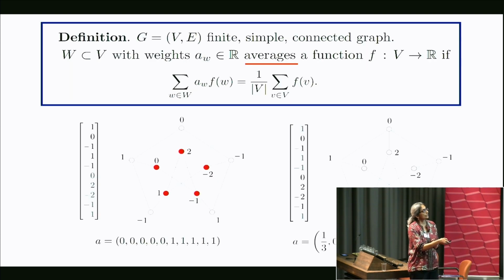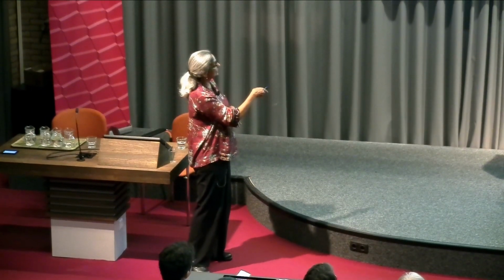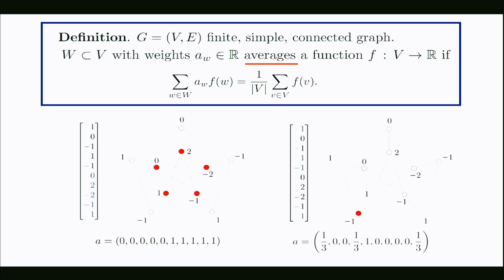Here's a quick example. Here's the Petersen graph, and here you see a function on the graph. If you quickly add up these numbers, you'll see they add up to 0, so the global average of the function on the graph is 0. On the left here, you see one design, these red dots with uniform weights. If you add up the weighted average, you'll see 2 minus 2 minus 1 plus 1, which also adds up to 0. So on the left is a uniformly weighted design, and on the other side, which is hard to see with the colors, is a design that is not uniformly weighted.